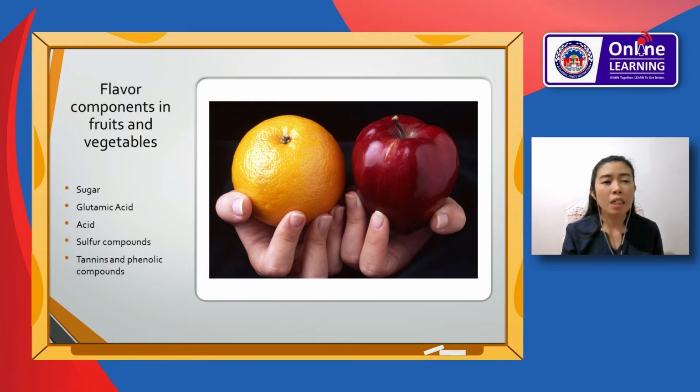And we have here the flavor components in fruits and vegetables. First one, sugar. Sugar is fructose, the natural sugar found in plants. It provides the sweetness flavor in fruits and vegetables. And second one, we have glutamic acid.